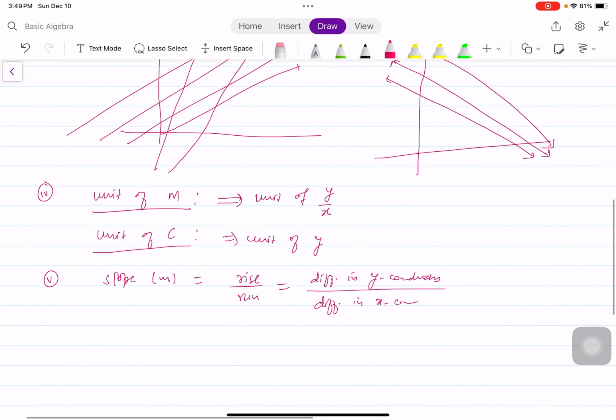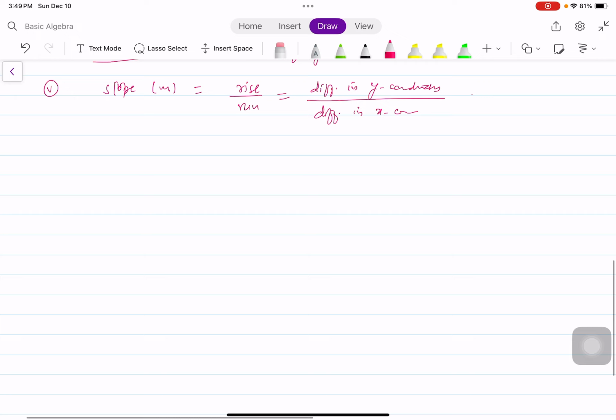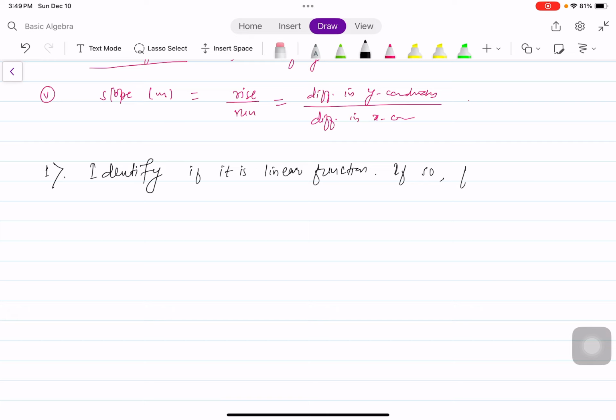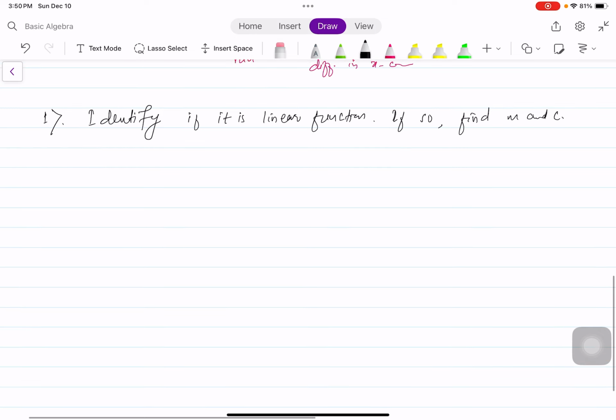Now let's do a few problems on how to identify whether a given equation is a linear function or not. So problem number 1: identify if it is a linear function, and if it is linear, find m and c. Okay, so let's do a few problems.